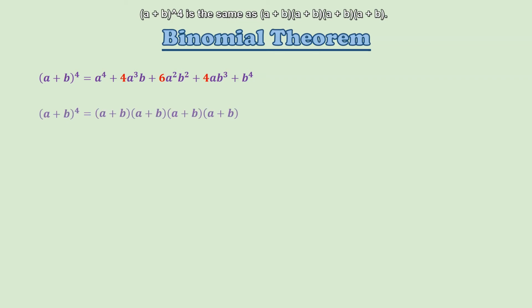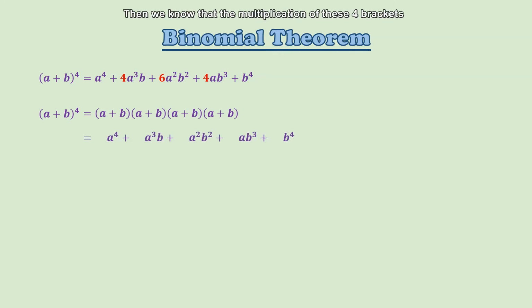(a+b)^4 is the same as (a+b) times (a+b) times (a+b) times (a+b). And we know that the multiplication of these 4 brackets can result in the terms of a^4, a^3 b, a^2 b^2, a b^3, and b^4.